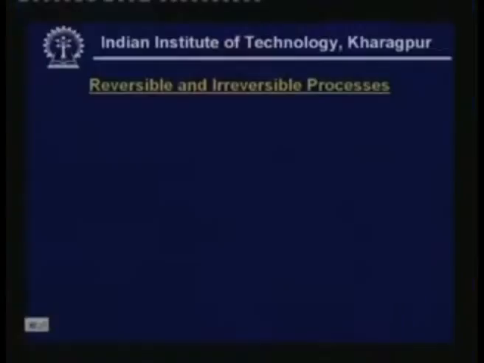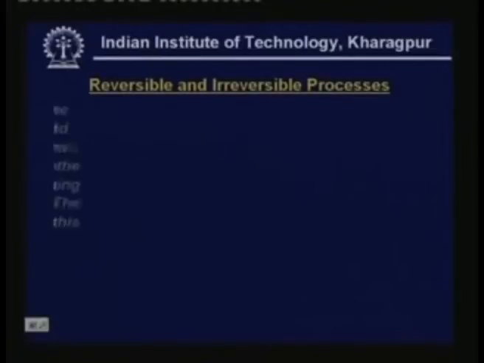So, in a nutshell, the statements of the second law basically say that an ideal refrigerator cannot exist. This is the statement of Clausius. And an ideal heat engine cannot exist. This is the statement of Kelvin-Planck. The second law of thermodynamics also introduces what is known as irreversibility, and it distinguishes between reversible and irreversible processes.